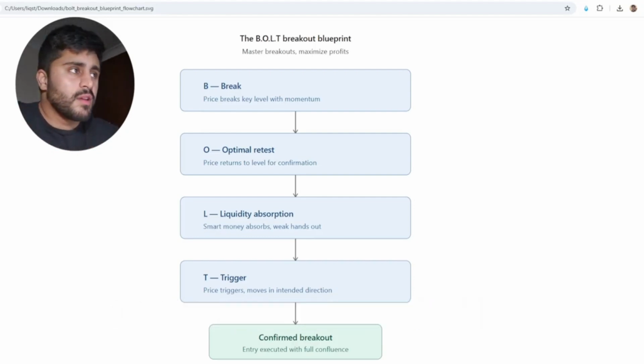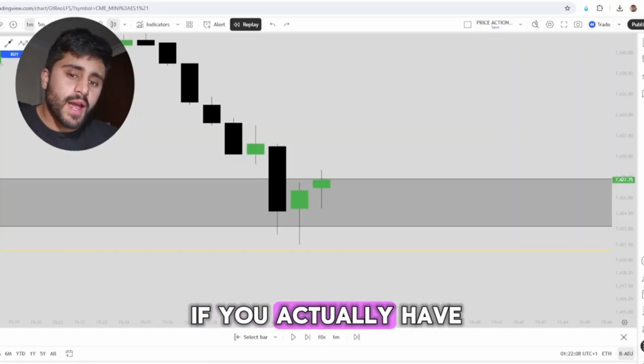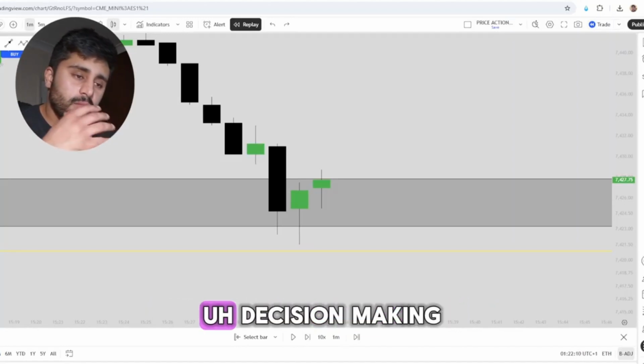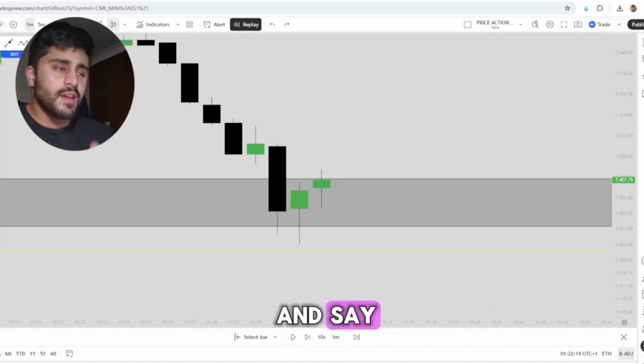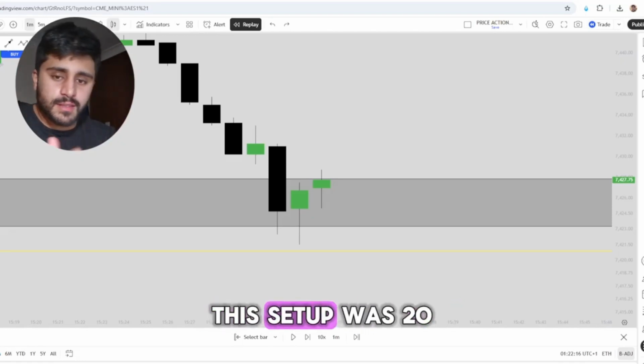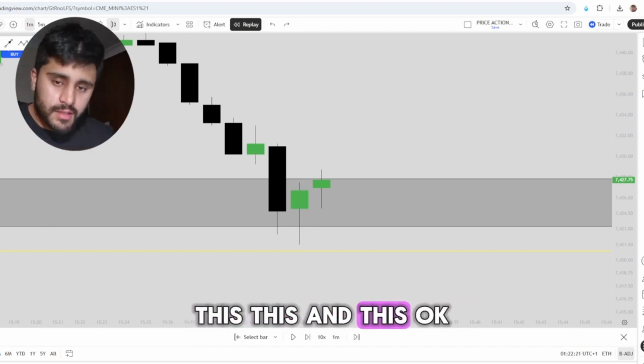It's that simple. And this is how you refine and iterate over time, because when you journal, if you actually have data-backed decision making, it's a lot easier to journal because you can just look at the numbers and say this setup was 15 out of 20, this setup was 20 out of 20. What was the difference? Oh, okay, this and this.